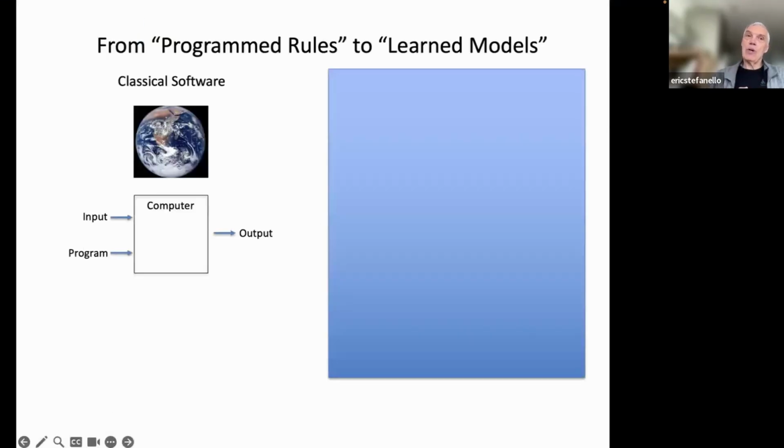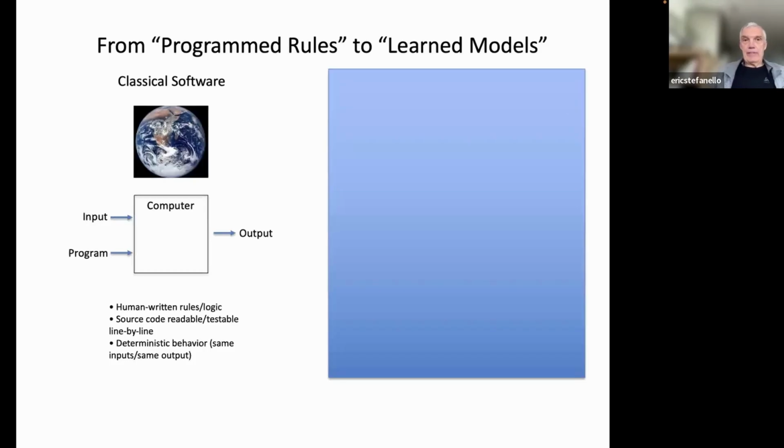So in the classical digital world, when you want to make some calculations, you start from a representation of the world. And from this representation, you build a program, which is a set of instructions. And with some input data, with this program, you get the output data. At the very end, it's the human, the men and women who have written the logic, the rules, the program. The code is readable, testable, and so on. And it has a deterministic behavior: same input, same output.